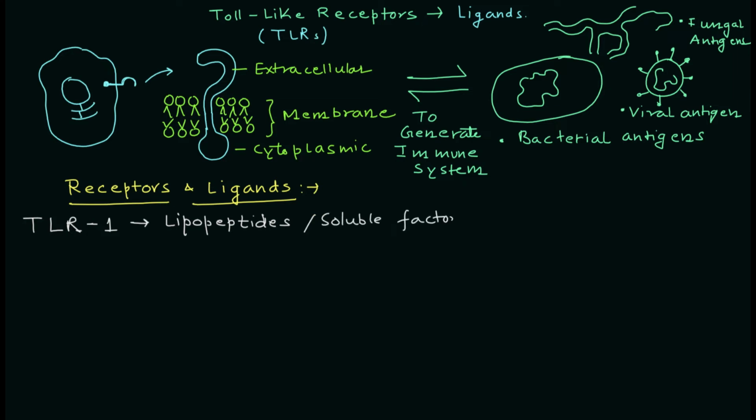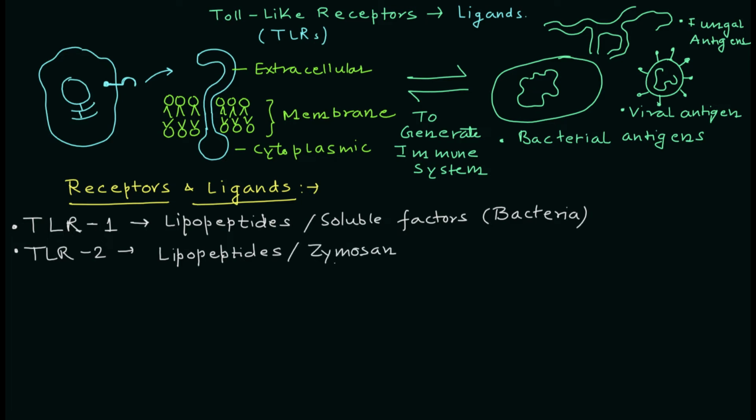So toll-like receptors can detect lipopeptides. They are present on the outer membrane of the bacteria. There are some soluble factors that can be detected by these toll-like receptors. So for TLR2, it can detect lipopeptides basically from the bacteria. It can detect zymosan, which is part of the fungus. It can detect necrotic cells. And why necrotic cells? Because our system needs to get rid of all the dead cells.